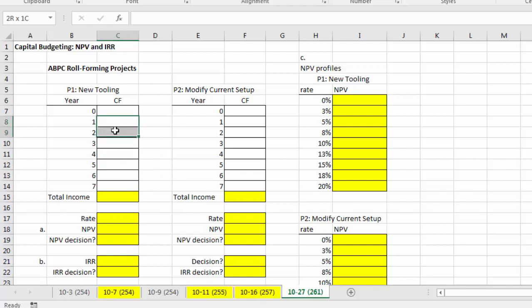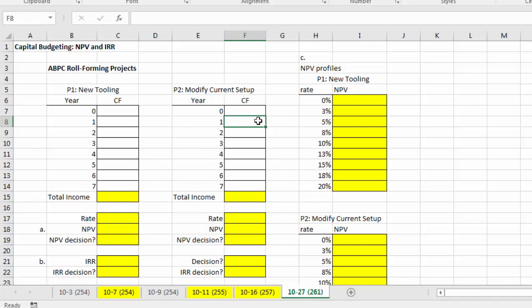So not much payoff, and it would probably fail a payback test, wouldn't it? Not much payoff immediately, but growing payoff in the future, although that's going to be discounted more heavily the farther out in the future. So that's an interesting aspect of that project. Then project 2, modifying its existing roll forming line to increase productivity.